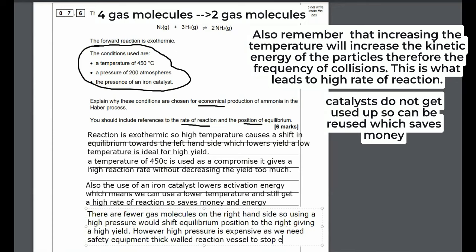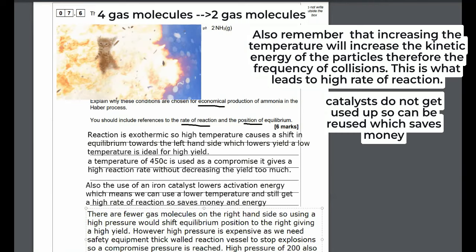of collisions. The only downside to using a real high pressure, why don't we go to 1,000 atmospheres or 2,000 atmospheres? Well, pressure is expensive because you need thick steel-walled reaction vessels and safety equipment for your staff, and it's dangerous. So danger and expense prevent us using incredibly high pressure. So 200 again is a compromise.